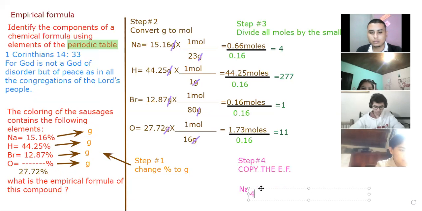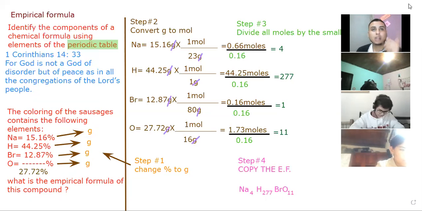So how many sodium do we have there? 4. Look. How many hydrogen? This one. How many bromine? Just 1 appears there. And how many oxygen? 11. And there we have the answer of this exercise.